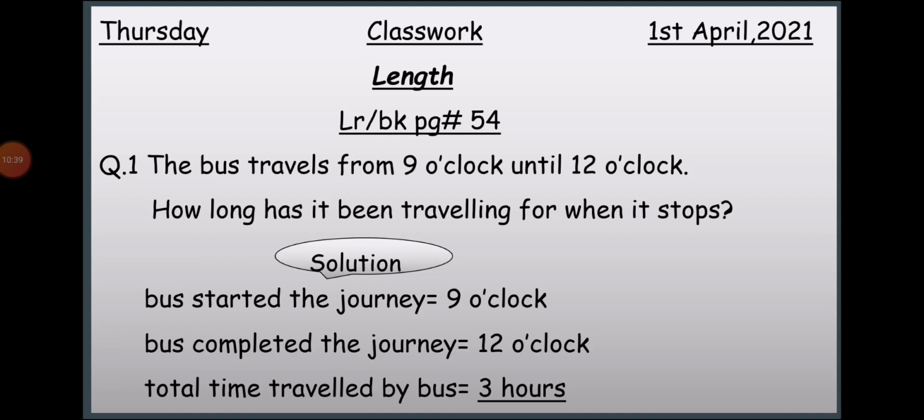The bus travels from 9 o'clock until 12 o'clock. How long has it been traveling from when it started until it stops? After writing the question, you will make a solution cloud, write solution, and make a cloud with the color pencil. Then we will make 3 statements there, and we will get the statements from the question. So look at the first number present in the question. The first number is, yes, 9. So I'm going to underline the 9.